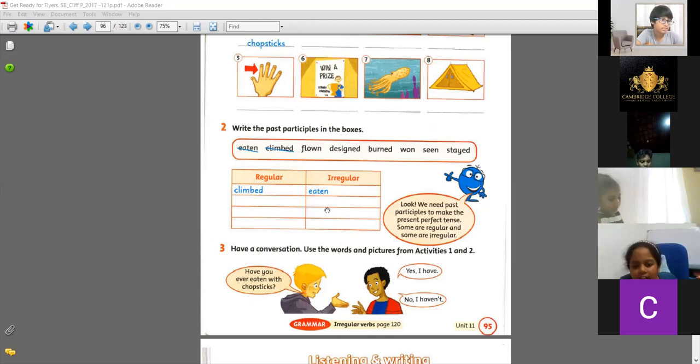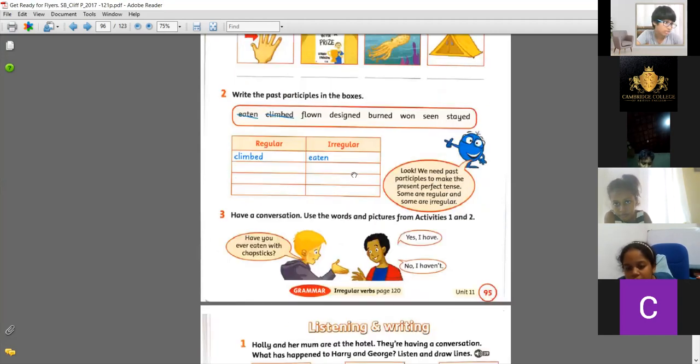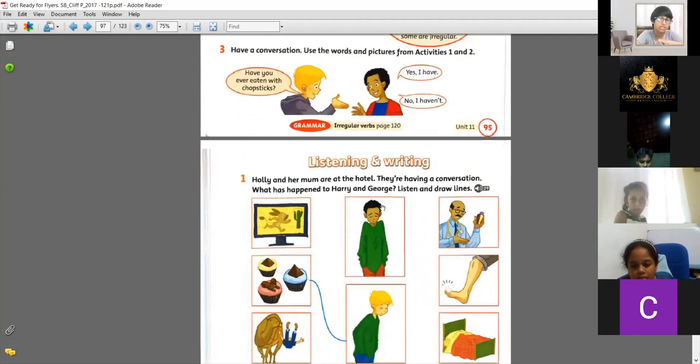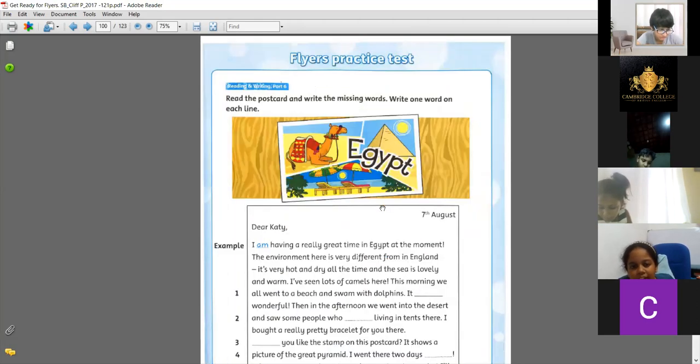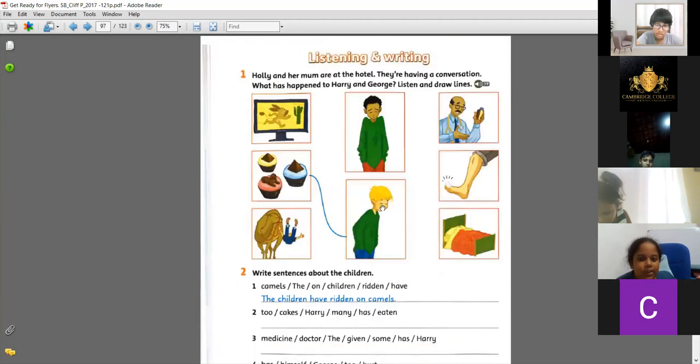Teacher, I have a class at 5:30 p.m. Oh, right. Okay, you can go. You can complete this at home. Next week, I will continue from page number 96, okay? Okay, teacher. All right. Thank you, teacher. You're welcome.